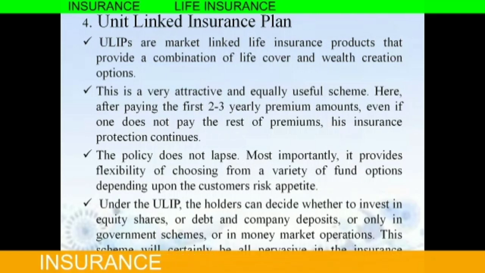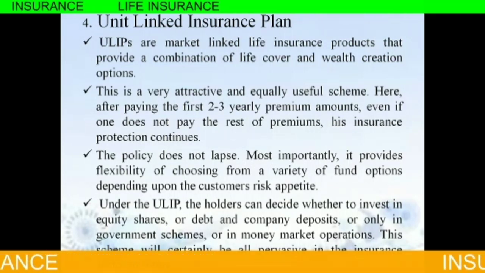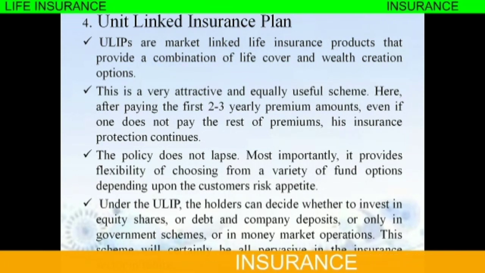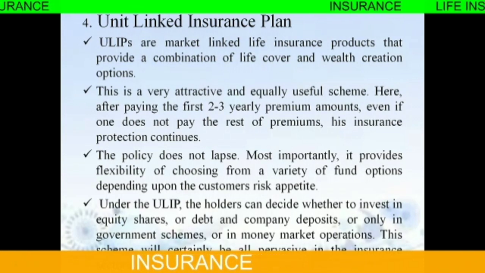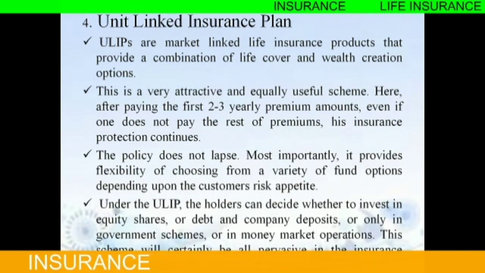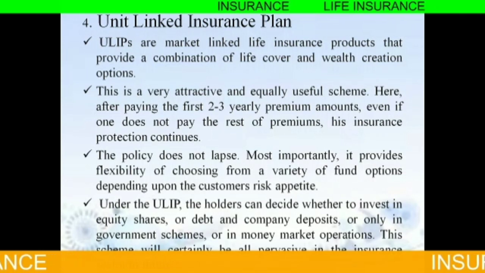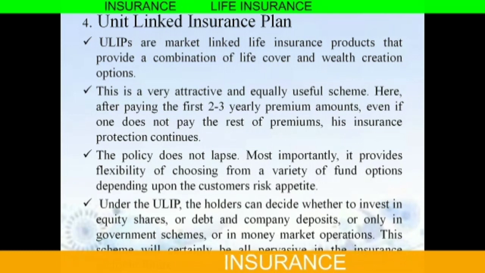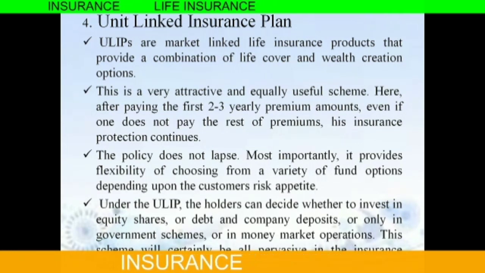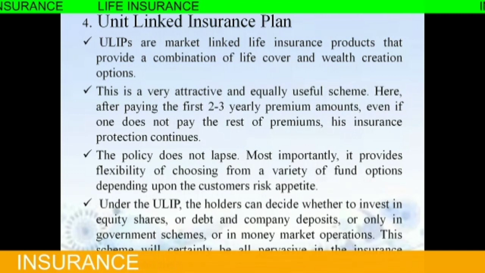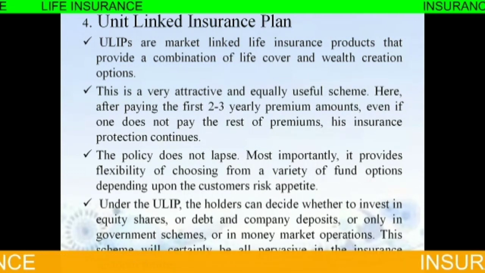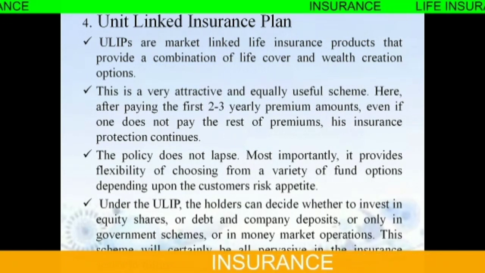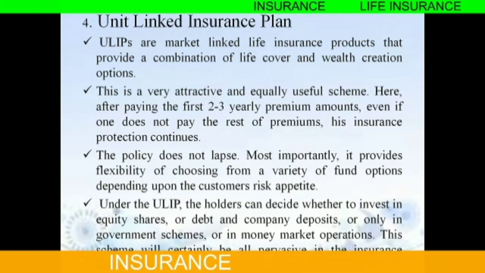And the fourth one is the unit linked insurance plan or ULIP. These are market linked insurance products that provide a combination of life cover and wealth creation options. This is a very attractive and equally useful scheme. After paying the first 2 to 3 years of premium, even if one does not pay the rest of the premium, the insurance protection will continue in this case. The policy does not lapse.